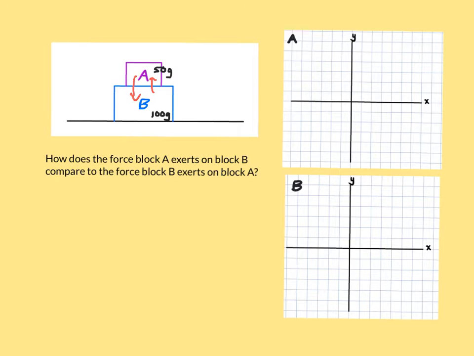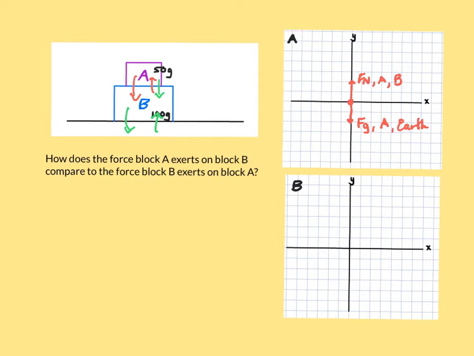We're going to look first at A, so I'll draw my little circle. For A, there's a force of gravity on A by the Earth, and there's a normal force on A by B. If we look at B, B has a force of gravity. It has a normal force in the upward direction by the floor and a downward normal force by A.